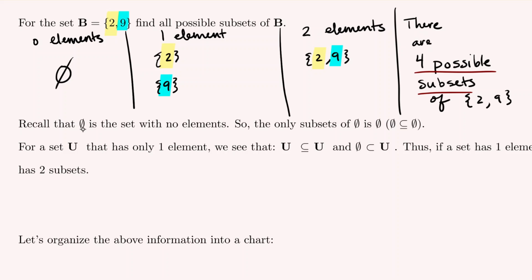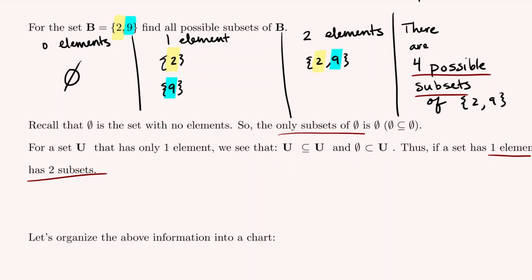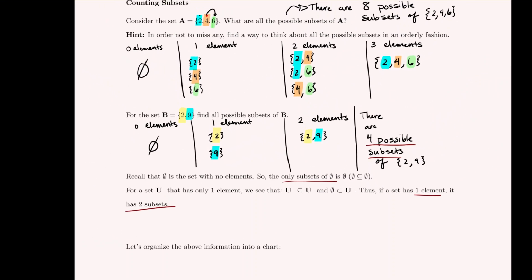Now the empty set, we know every set is a subset of itself, so the empty set is its own subset, so there's only one subset of the empty set itself. If a set has one element, then you always know it's a subset of itself and the empty set is a subset. So if a set has one element, it has two subsets. So let's organize what we've seen so far in a chart.